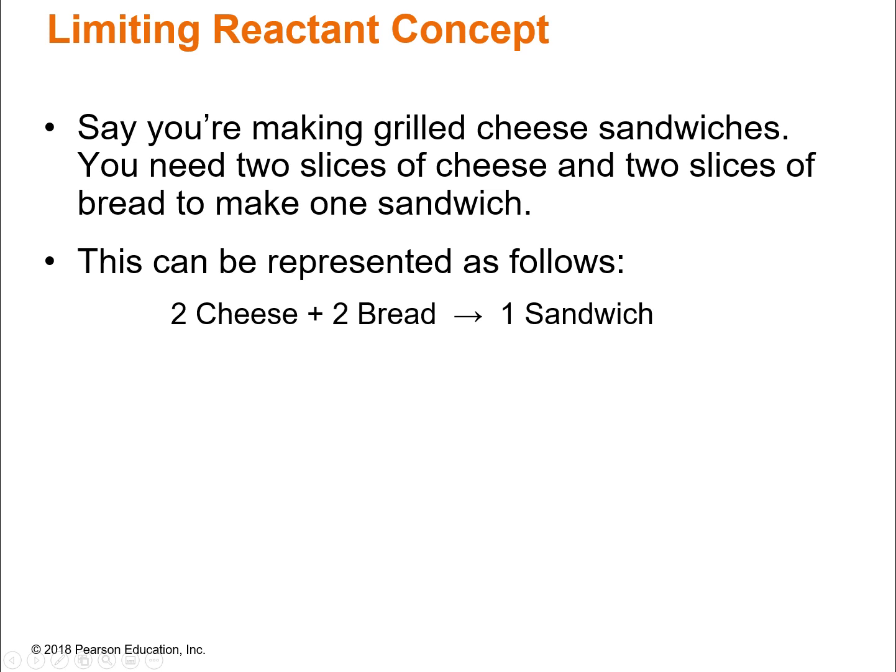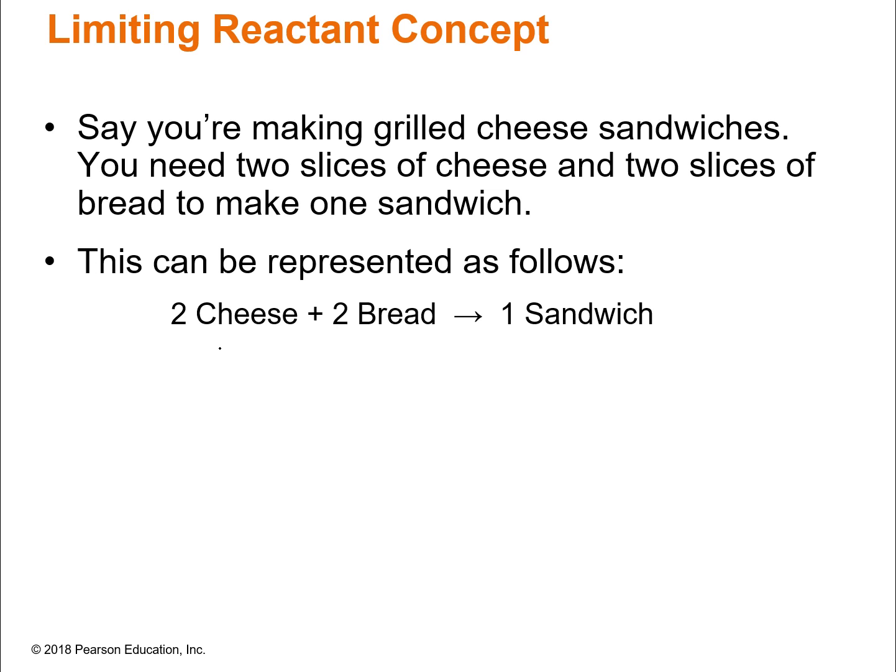Anyway, let's say you're making grilled cheese sandwiches. To make the most basic grilled cheese sandwich, you need 2 pieces of bread, 2 pieces of cheese. If you don't have 2 pieces of cheese at least, you do not have a sandwich. You have a sadwich, okay? Don't have a sadwich. Put 2 pieces of cheese on there. If we wrote that as an equation, we'd have 2 cheese plus 2 bread gives you 1 sandwich.